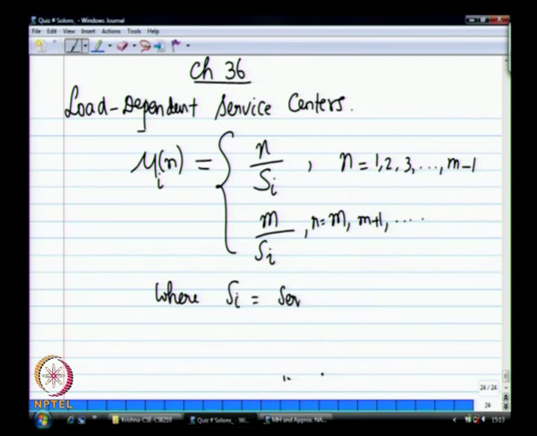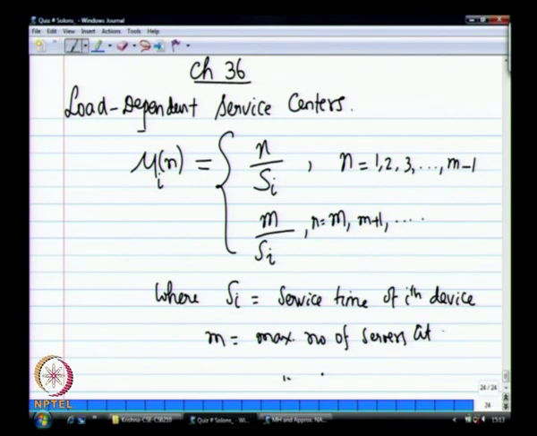Here Si is the service time of the ith device, and m is the maximum number of servers at the ith device. So basically this is your M/M/m server. This is another way of defining it, that the service rate of this queue varies with the number of customers waiting for service.